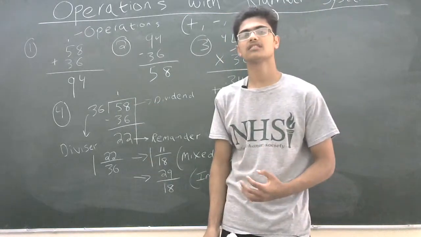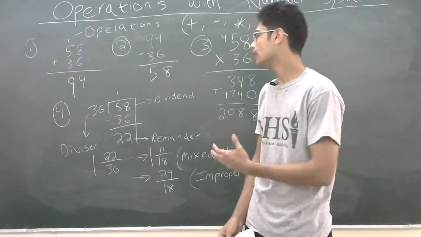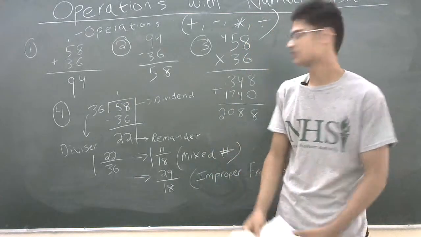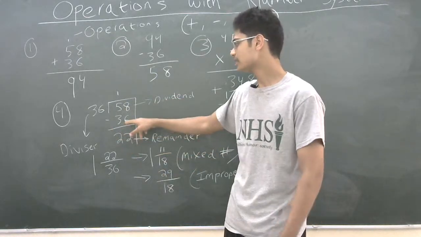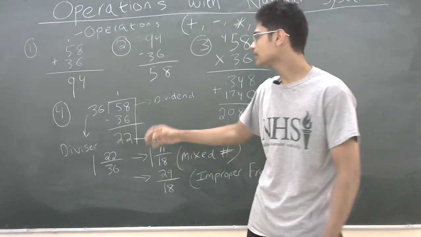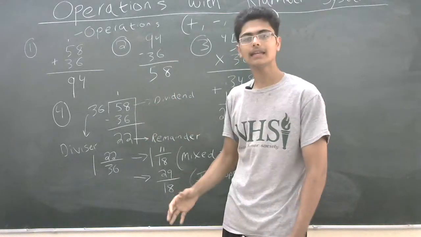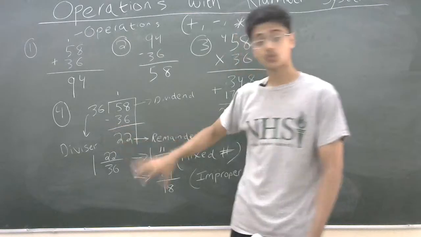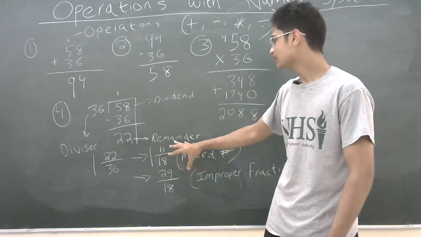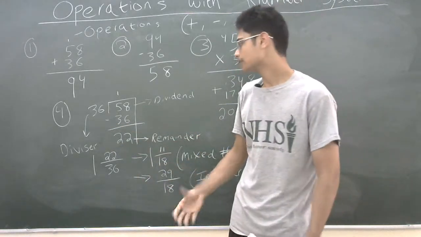So let's see, 58 divided by 36. How many times does 36 go into 58? Once. So we place the 1 here. 36 times 1 is 36. And then we subtract 36 from 58. So 8 minus 6 is 2. 5 minus 3 is 2. So 22 is what we get. And 22 is known as the remainder.